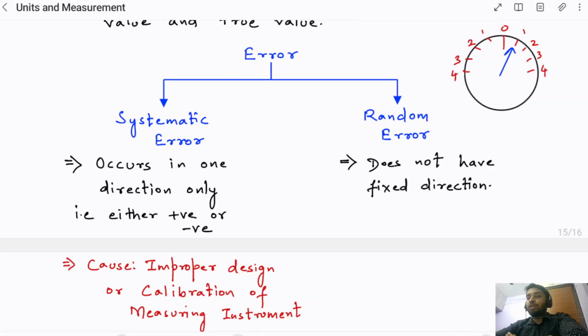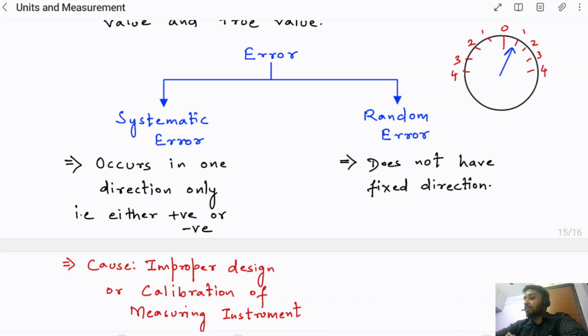To get the true value, what we need to do is calibrate this measuring instrument. Calibration means making the measuring instrument zero error free. If you do not calibrate this particular instrument and keep using the same instrument for taking different measurements, we are always going to get a positive error. We will always get 1 ampere extra current value.